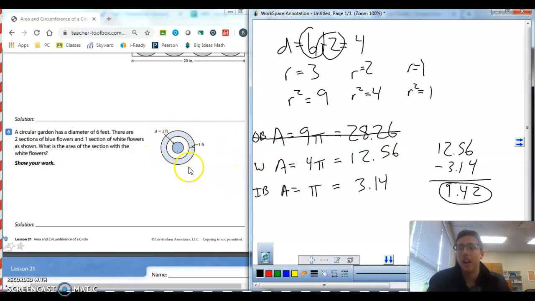If they wanted you to find the area of both blues put together, you actually did have to do it all. You'd have to do the 28.26, and then you'd have to find what the area of the white without the inner blue was, which we found here, and then you're going to have to take that 9.42 away from 28.26, and that'll leave you with all the blue. Okay, so I know it's a little confusing. You can watch this a few times to really understand.